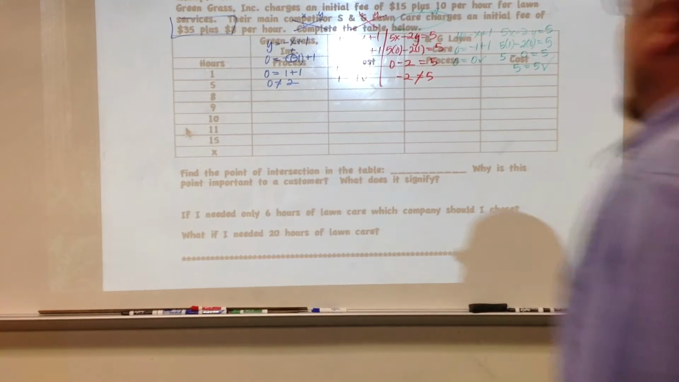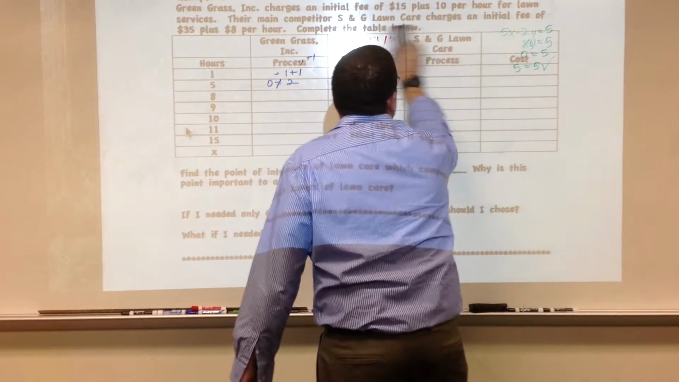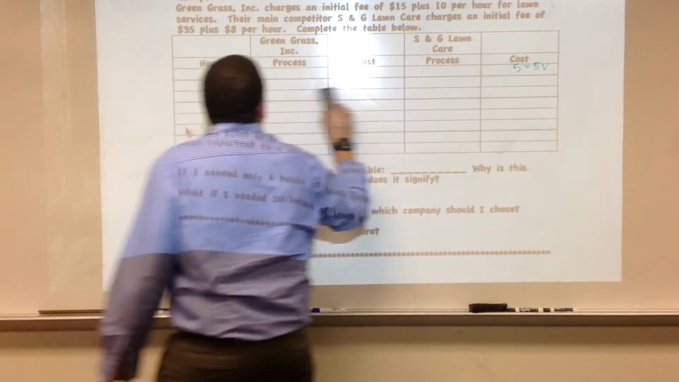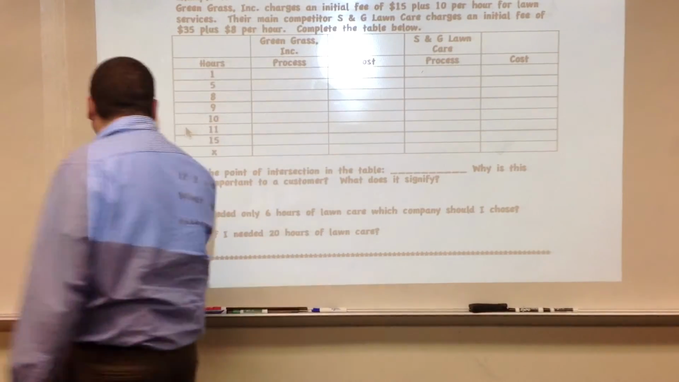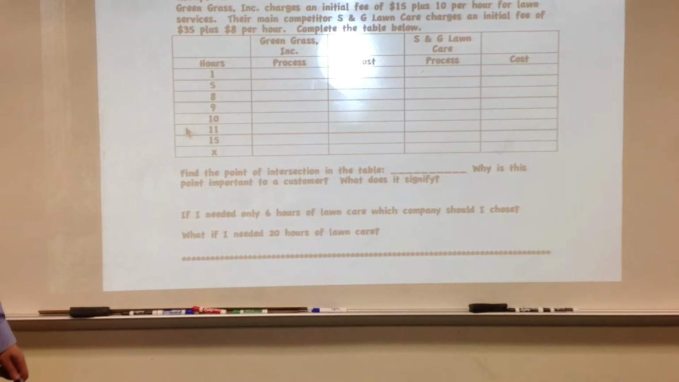Okay, example 4 says Greengrass Inc. charges an initial fee of $15 plus $10 an hour for lawn services. Their main competitor, S&G Lawn Care, charges an initial fee of $35 plus $8 per hour. Complete the table below.